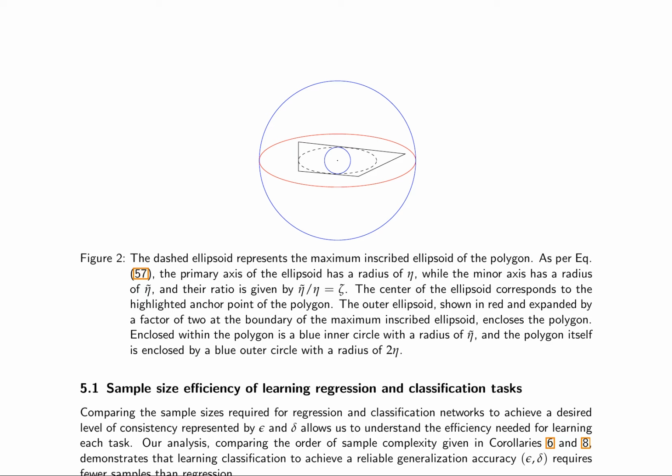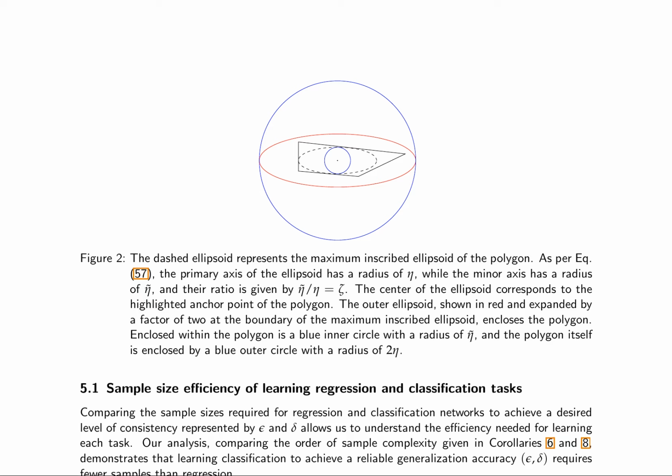The authors analyze the sample size efficiency of learning regression and classification tasks, demonstrating that learning classification tasks requires fewer samples than regression tasks to achieve a desired level of consistency. This is attributed to the difference in sample complexity, as shown in corollaries 6 and 8. The study suggests that bounding the prior information, such as ‖f‖ and ∂f, rather than their precise values, can improve sampling complexity and achieve a higher sample complexity.